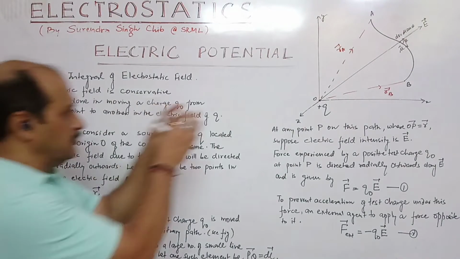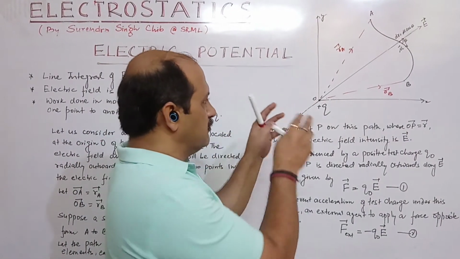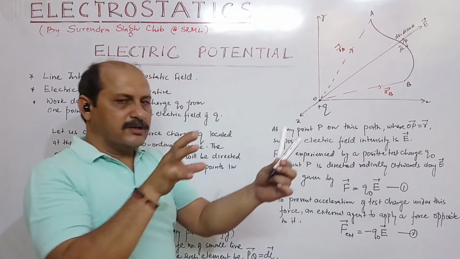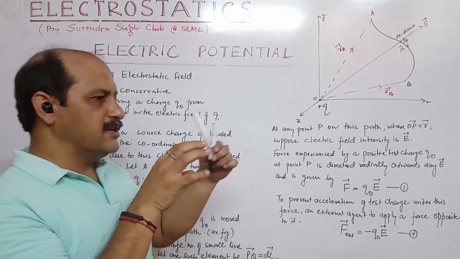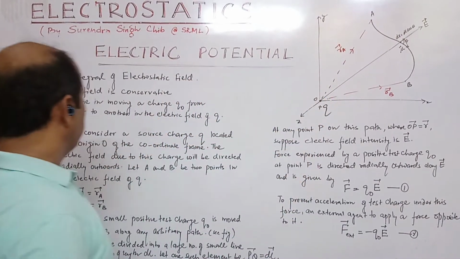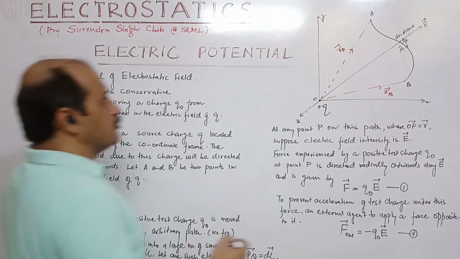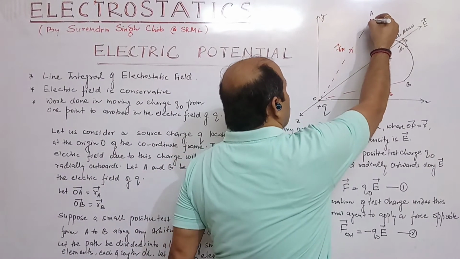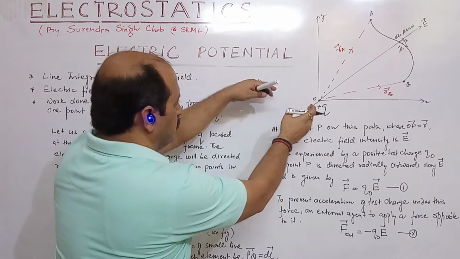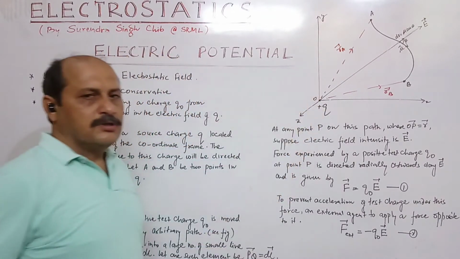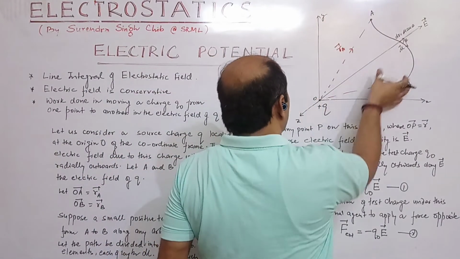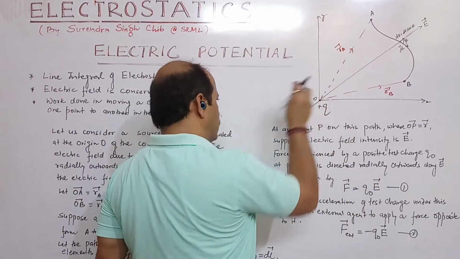Now if it is kept here, what will be the electric field? The electric field will be radially outwards. It is spherically symmetric. The charge is kept here, so how will the electric field be? Radially outwards, spherically symmetric. Let us consider two points A and B in the electric field of the source charge Q. These points A and B can be anywhere in the electric field of this charge, and this charge is fixed here.